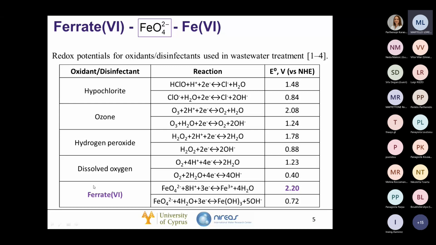And the second message is that iron 6 has the highest redox potential in acidic conditions among the most common oxidants in wastewater treatment. So it really makes sense to investigate this oxidant and try to see if we can take advantage of this high redox potential for wastewater treatment applications.